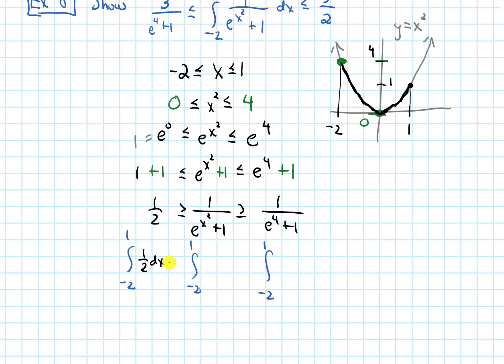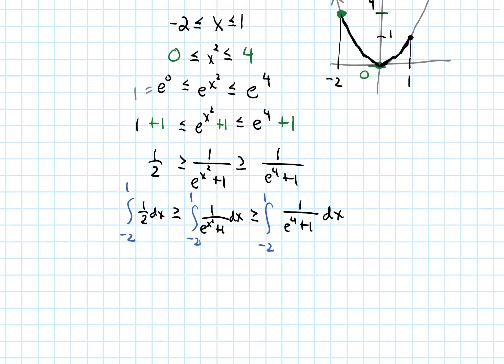So of our function, 1/2. And then this one is going to be 1 over e to the x squared plus 1 dx. Notice I'm keeping these inequality signs preserved. Okay, and this is 1 over e to the 4th plus 1 dx. So we got to do the integrals of these outside pieces. But I noticed that the 1/2 and the 1 over e to the 4th plus 1, neither of those has an x in it. So they are both constants.